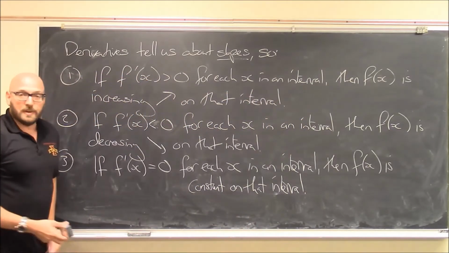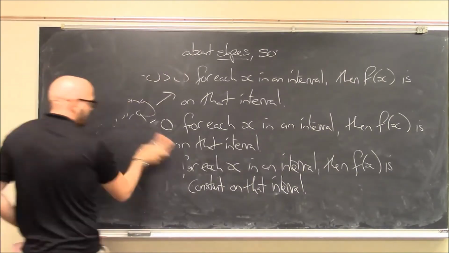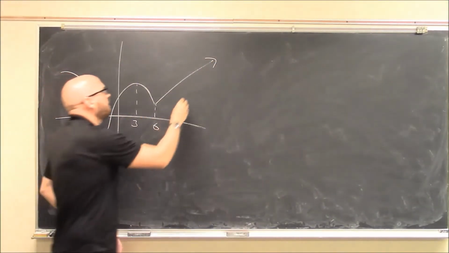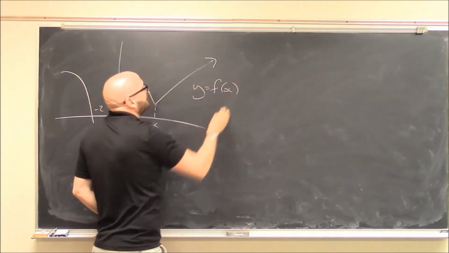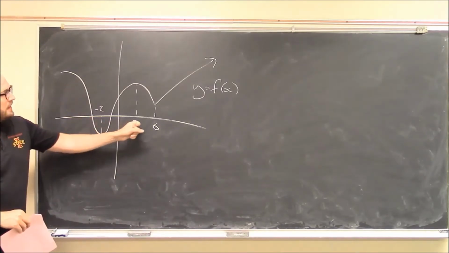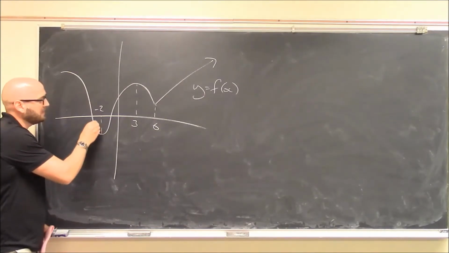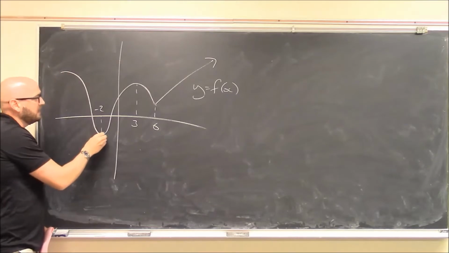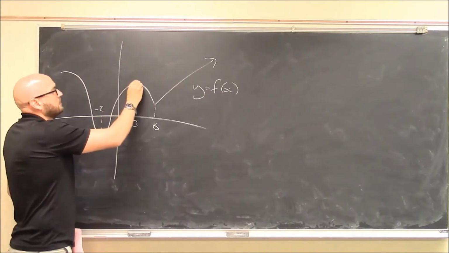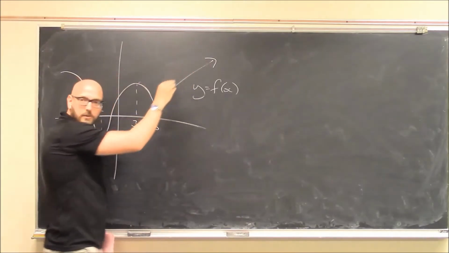And we're going to make one more observation. I'm going to redraw that graph I had and point out something important about it. So my graph looked something like this. Close enough reproduction, I think. And you'll notice that these points that I have labeled, -2, 3, and 6, are important. Why? Because they're the points where it changes. At -2 it changes from decreasing to increasing. At 3 it changes from increasing to decreasing. And then at 6 it changes from decreasing back to increasing.